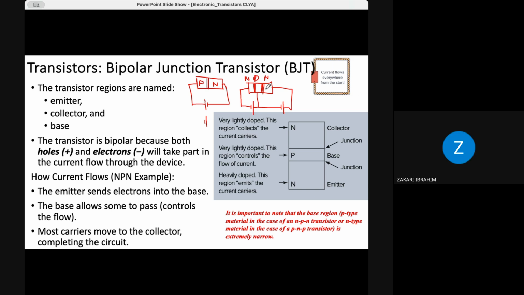Say, come again, please. Looking at this one, you said the negative goes to the N, whilst the positive is connected to the P. That makes it a forward bias. But looking at the other one, the negative is connected to the P, whilst the positive is connected to the N. That makes it a reverse bias.